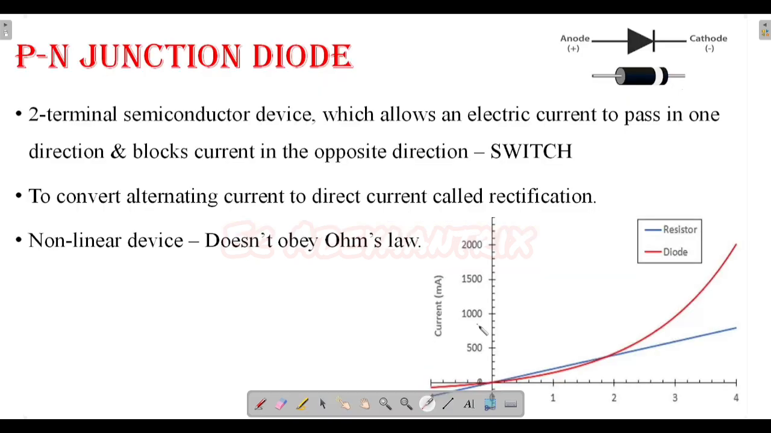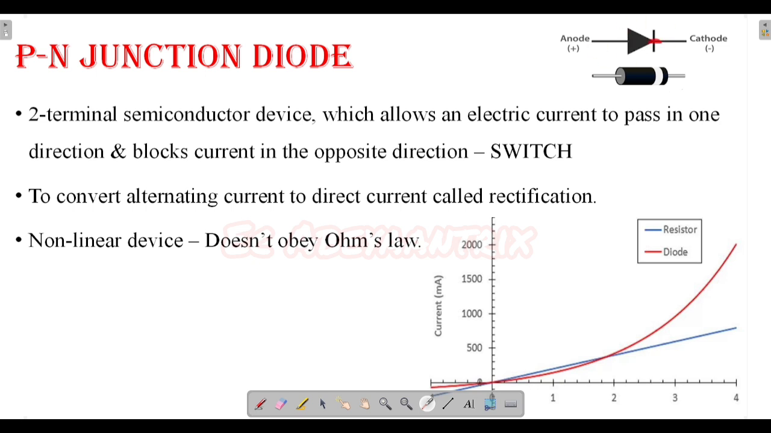Okay, coming to the PN junction diode. So what does a diode mean? It is a two-terminal semiconductor device. This is the diode symbol. Okay, it's a two-terminal semiconductor device. We are taking a single semiconductor crystal and making a diode out of it. So we can see how a semiconductor diode is made in the further slides.